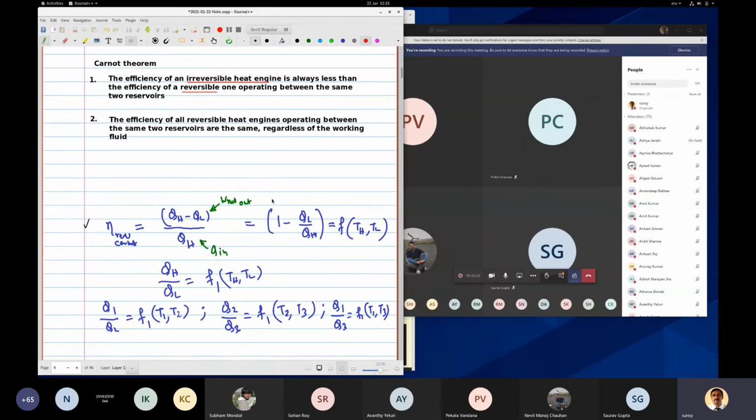Now let us look at how to calculate the thermal efficiency of a reversible Carnot cycle. What is a Carnot cycle? A Carnot cycle is two processes. One is heat addition at constant temperature. The other one is heat rejection at constant temperature. And what are the other two? The other two are adiabatic reversible, no heat transfer in those two processes. But you can have work transfer.